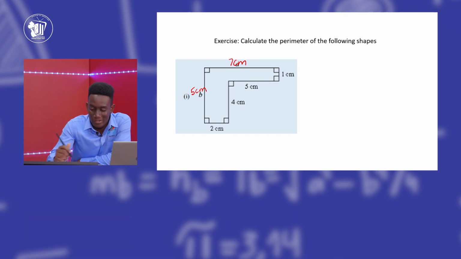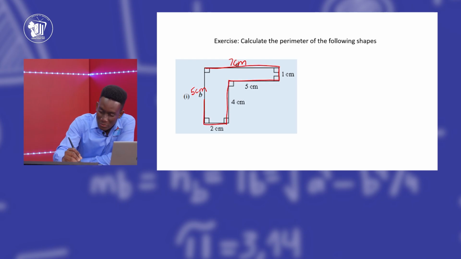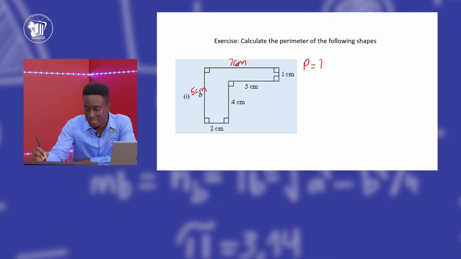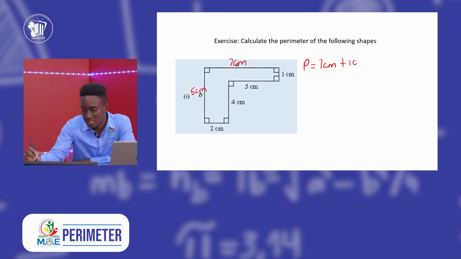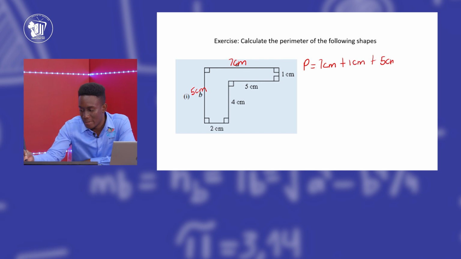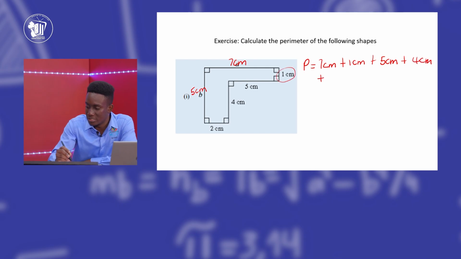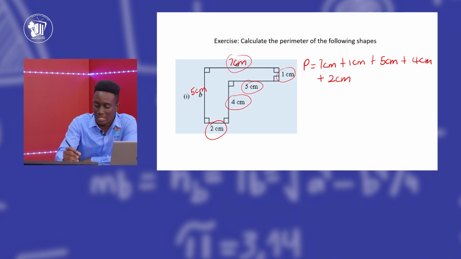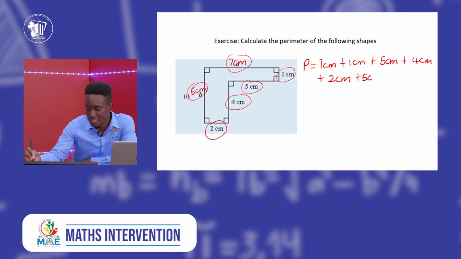So now we can add up all of the sides to get the perimeter. So let's see if we have all the sides. So we know this side, this side, this side, this side, this side, and we know this side. So we have all of the sides. So we can say the perimeter of this shape is equal to 7 cm plus 1 cm plus 5 cm plus 4 cm plus 1 cm plus 5 cm plus 4 cm plus 2 cm. So that's why it's important to circle or trace as you go around. And then the last one would be plus 5 cm.